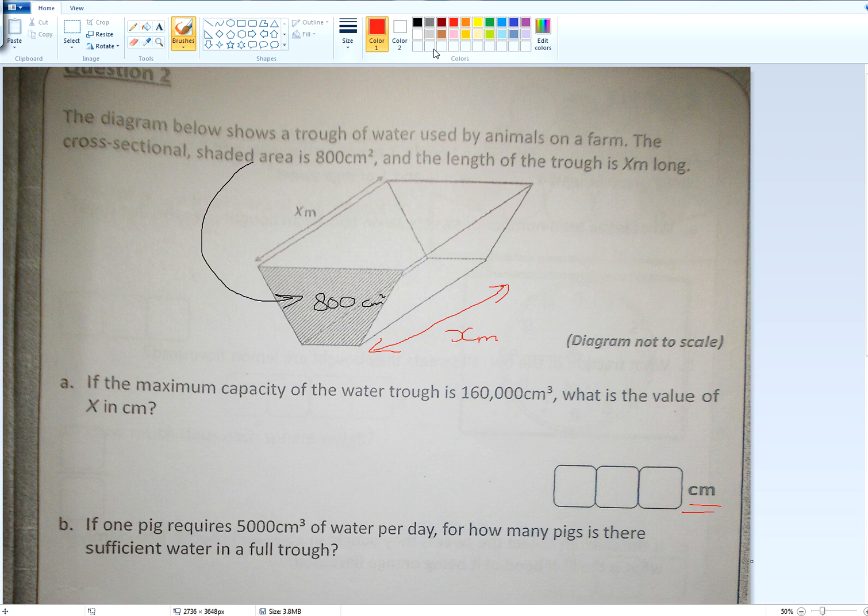160,000 divided by 800. Okay, let's have a look at the mathematical idea first. Let's expand this part here a bit to the end. Right, here we go. Now, what do we know about this kind of question?